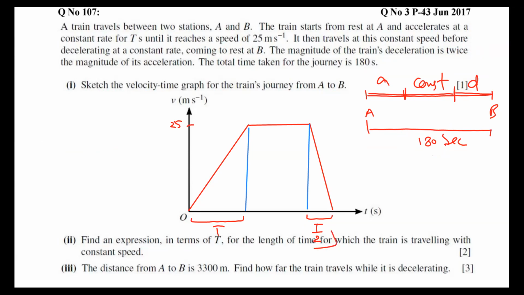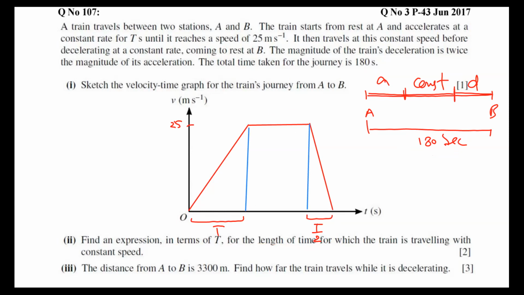So this full time is 180. So how do we get the time for the constant part? He's asking the same thing: finding an expression in t, the length of time for which the train is traveling with a constant speed. So he is asking us for this time.